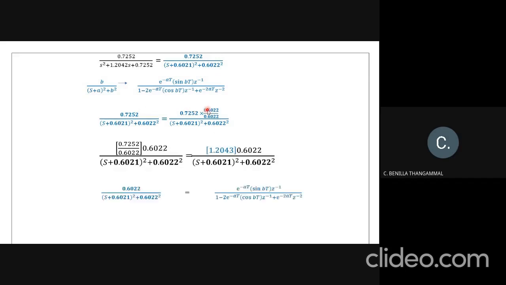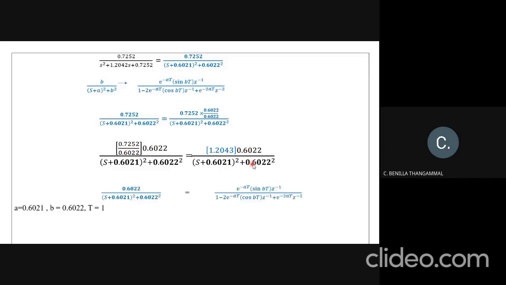Now I have the formula for b divided by s plus a whole square plus b square, but the b value is 0.6022, and I have some other value. So I have to make my b value. I'm just multiplying and dividing by the b value so that the original value does not change. I know that a divided by b can be written as a into 1 by b. So using that fact, I'll separate this one: 0.7252 divided by 0.6022 into this numerator. The division of this one is nothing but 1.2043. Now I got b divided by s plus a whole square plus b square.